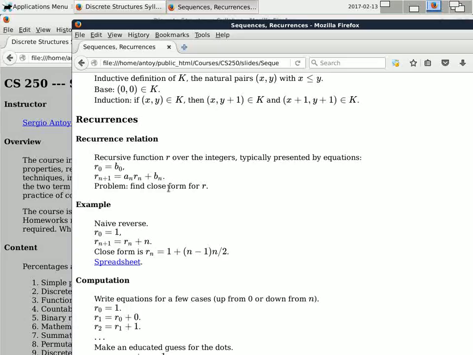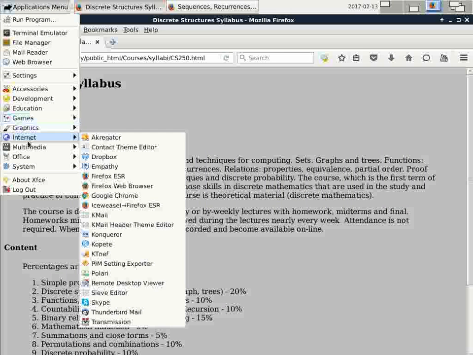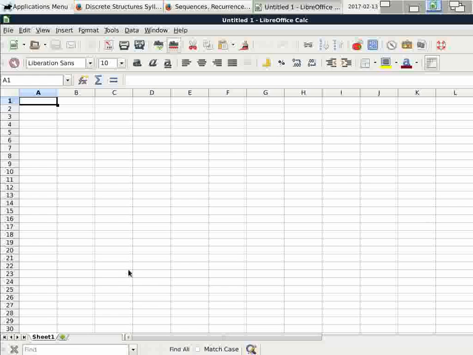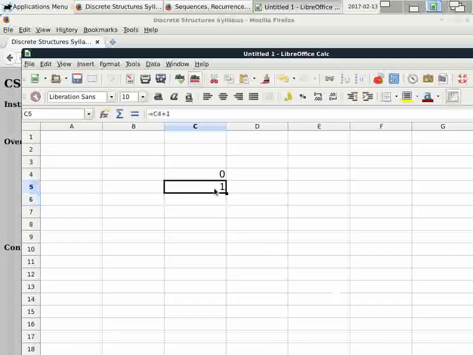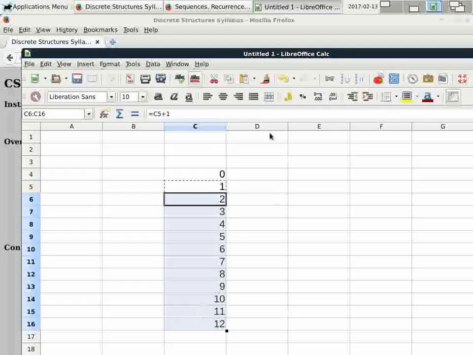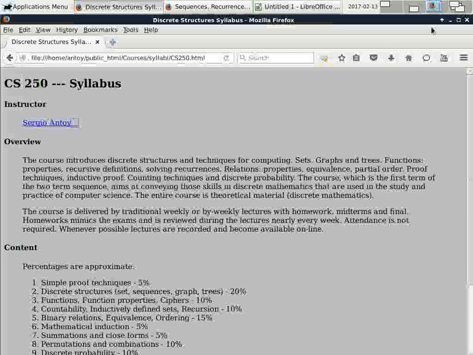So first, let me pull up a spreadsheet and look at this example. In this example, b sub 0 is 1. A sub n is 1, no matter what n is. And b sub n is n. You see? So let's compute it and see how it looks. All right, so first let me put here 0. These are the inputs, equal to the previous plus 1. Let me make this a little bit bigger. All right, no surprises.